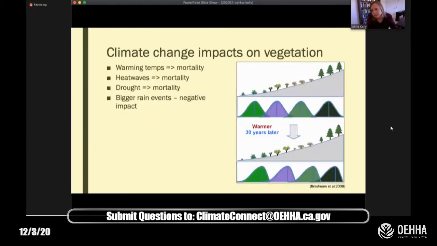So again, on to talking about vegetation finally. We see that climate changes we expect in desert regions are all pointing to increasingly difficult conditions for native vegetation. Higher temperatures, heat waves, droughts, and deluges, all of these conditions push our plants towards mortality.